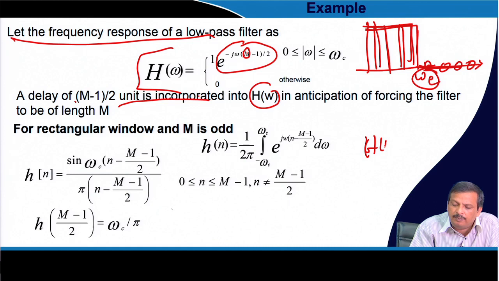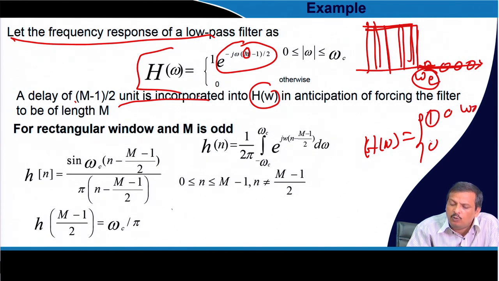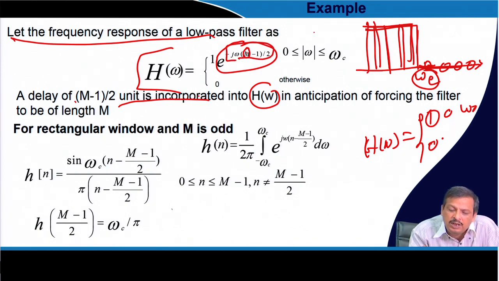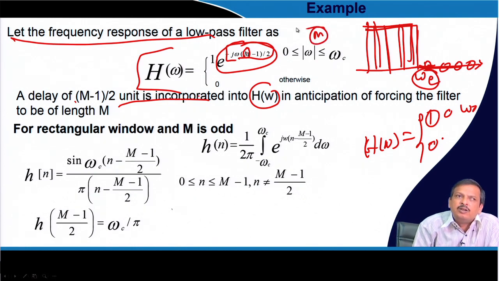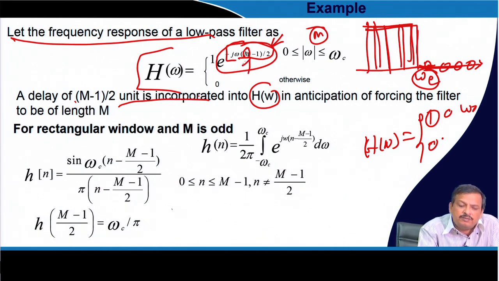So what will be H(omega)? Basically, I have to write H(omega) as 1 from 0 to omega c, that is 1 for every omega there, and elsewhere it will be 0. I incorporate another term, which is e to the power minus j omega (m minus 1) by 2, where m is the order of the filter, to make it linear phase. So forcing the filter to be length m, I incorporate this because I want the filter to be linear phase.